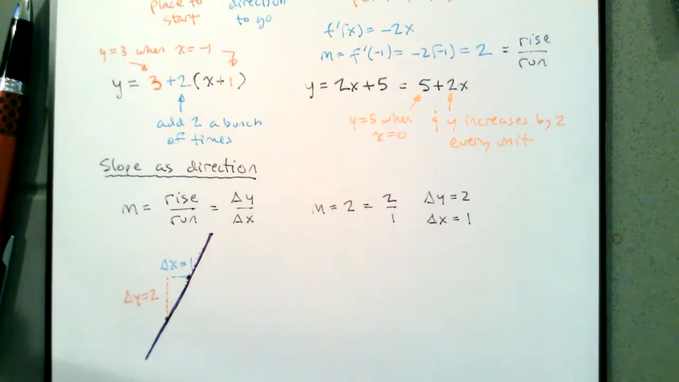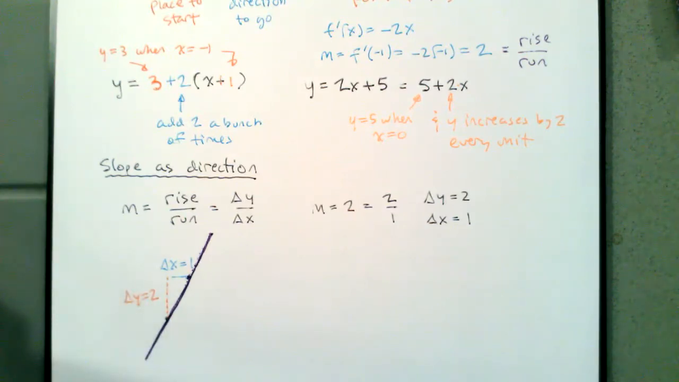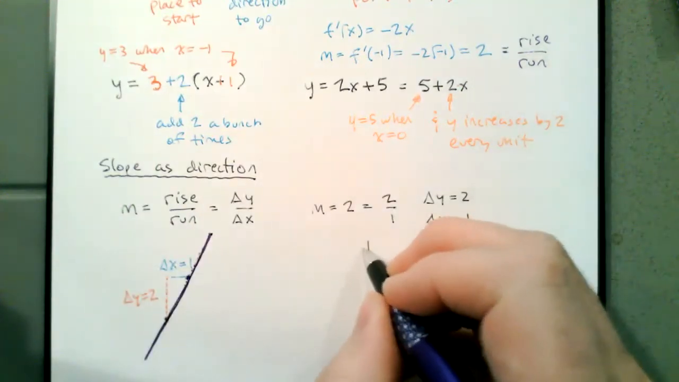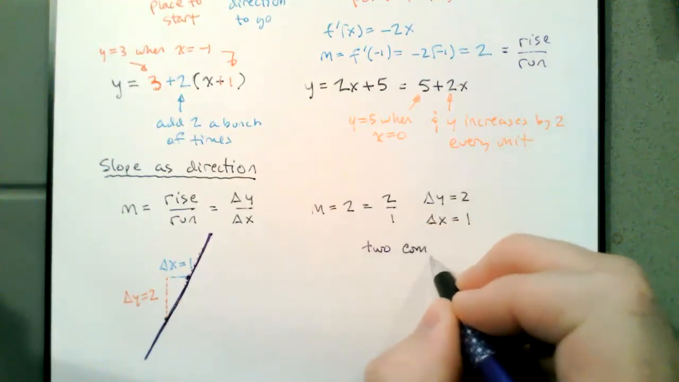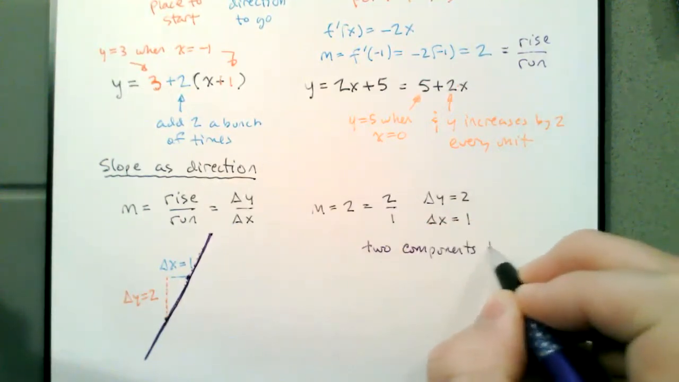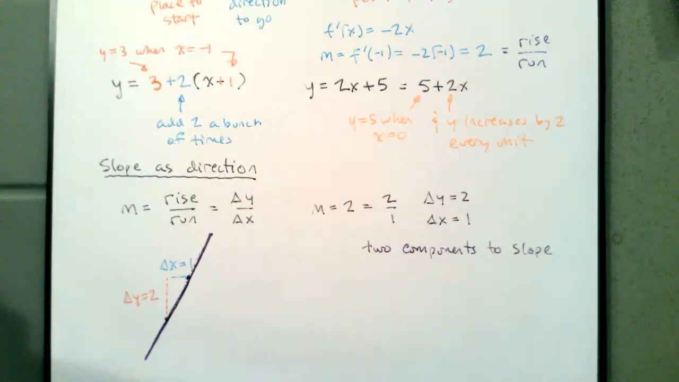So there are 2 components to the slope. We summarize it with one number, but the slope has 2 components, an x and a y: how much y changes with respect to x. The rise, or the change in y, and the run, or the change in x. Any questions?